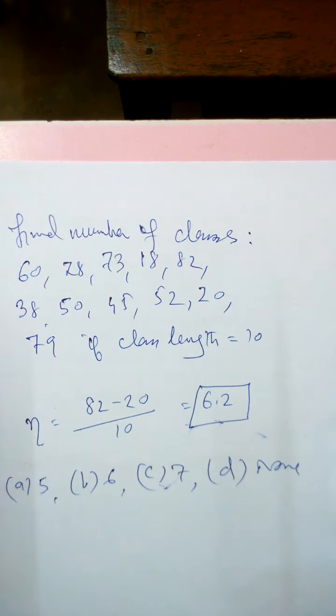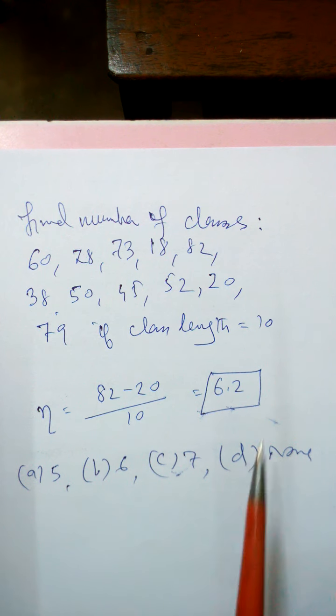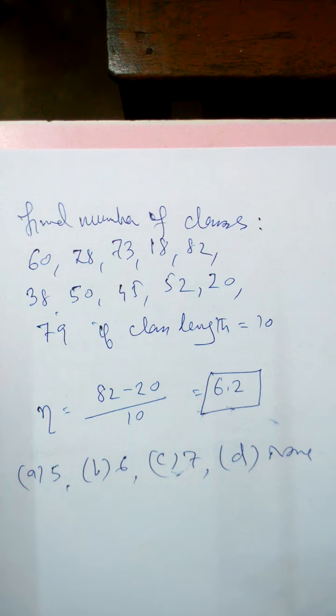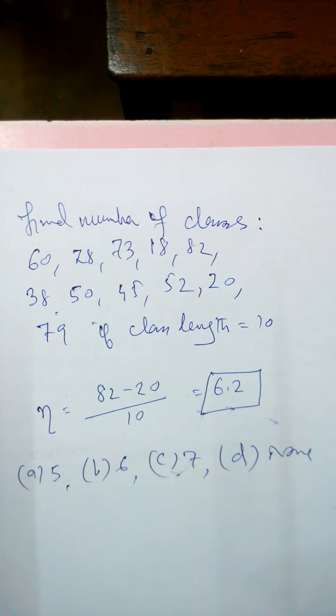Four options are given. Now the question is, how many classes will there be? As a common concept of mathematical sense, 6.2 classes makes no sense, so we'll take the approximate value, which will be 6. So we'll choose option B. But this is not correct.